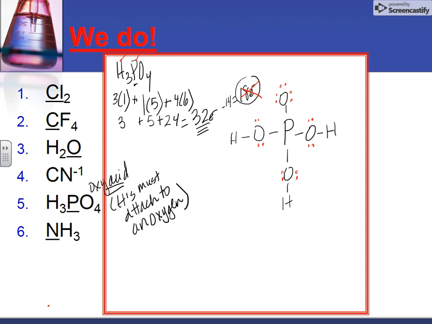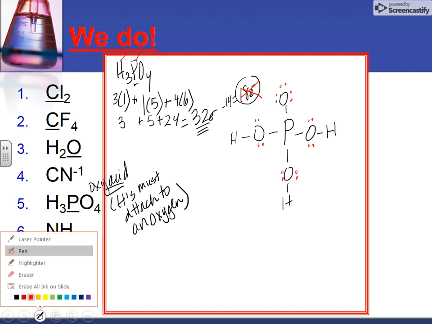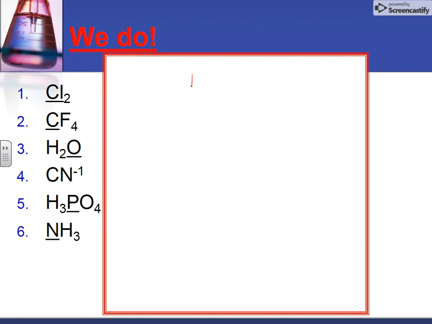The last one we're going to do is NH3, which is ammonia. So we're going to add up our electrons again, NH3. Nitrogen has 5 because he's in group 5A, and there's 3 hydrogens. They have 1 apiece. That gives you 5 plus 3, which is 8 electrons.